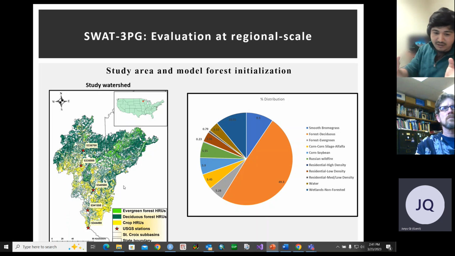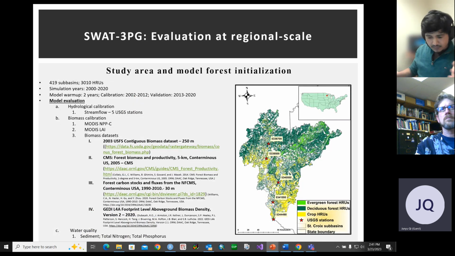So, we developed a module. We basically used an existing model, but we incorporated SWAT-3PG into it. And then we tested the model. Again, as I mentioned before, when we go to a spatial domain, we don't have in situ data available, so we used remote sensing data sets. We constrained our model for NPP, LAI, and ET, and then compared against existing biomass data sets. I'll show you the results later.